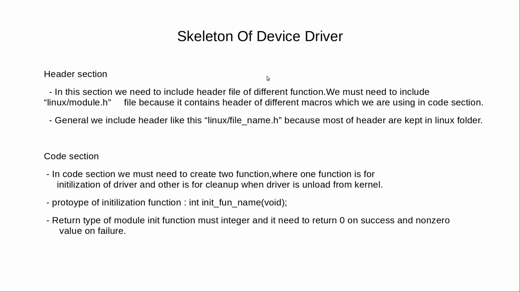The first section is the header section. In this section we will add all the header files which are related to the code we are using in a driver. Mostly we include a header file like linux/header_file_name, because all the header files which we are using in a kernel driver are kept in this folder. And keep it in your mind that we cannot use a C application header file in the kernel code.